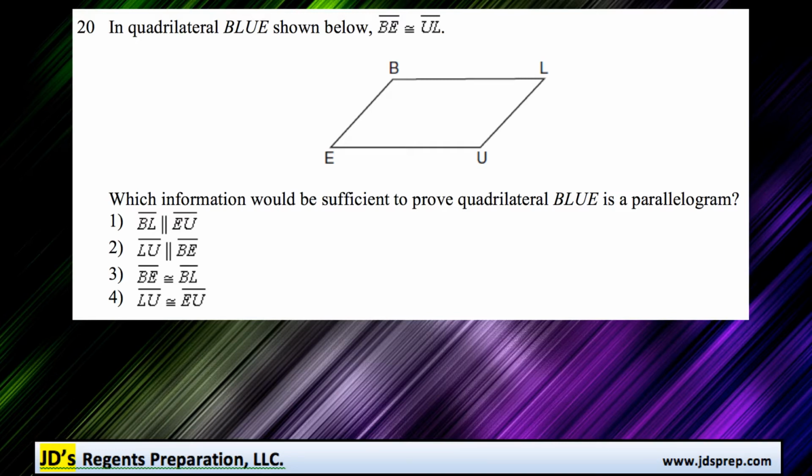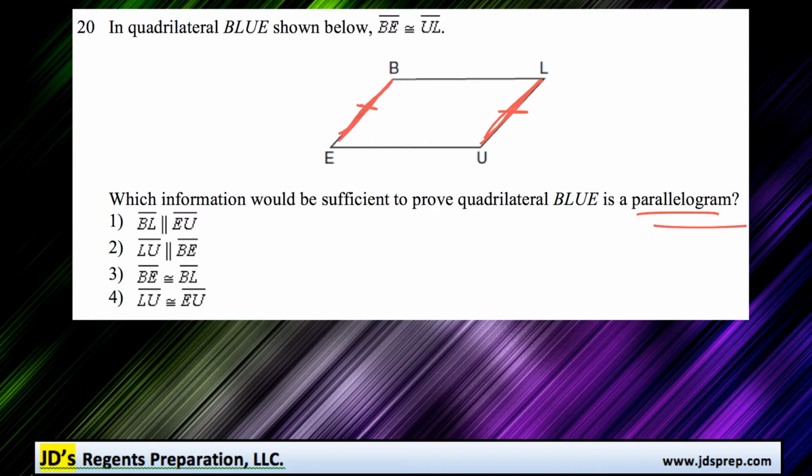This is question number 20 from the June 2017 Geometry Regents exam. So we're given the quadrilateral BLUE shown below, and it tells us that the line BE is congruent to the line UL. So we know that because of that, these are the same length. And it says, which information would be sufficient to prove that the quadrilateral is a parallelogram.